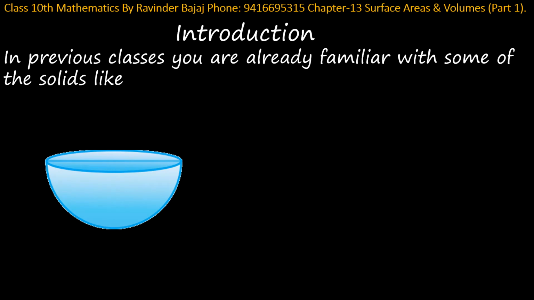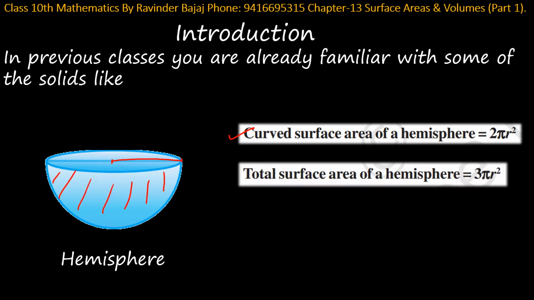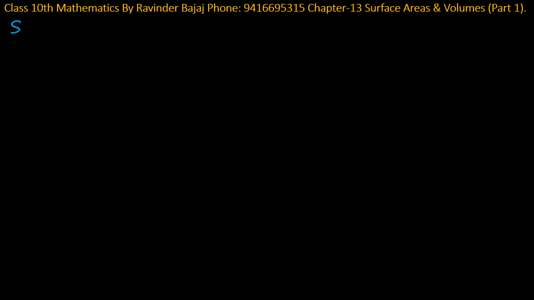Now this is a hemisphere. Hemisphere formulas are: curved surface area of the hemisphere is 2 pi r square. The radius is this, and we are talking about curved surface area, so only this one part. If we are talking about total surface area, then this circular part will also be included, so it is 3 pi r square. Volume of hemisphere is 2 by 3 pi r cube. Up to this we have already done in our previous classes.